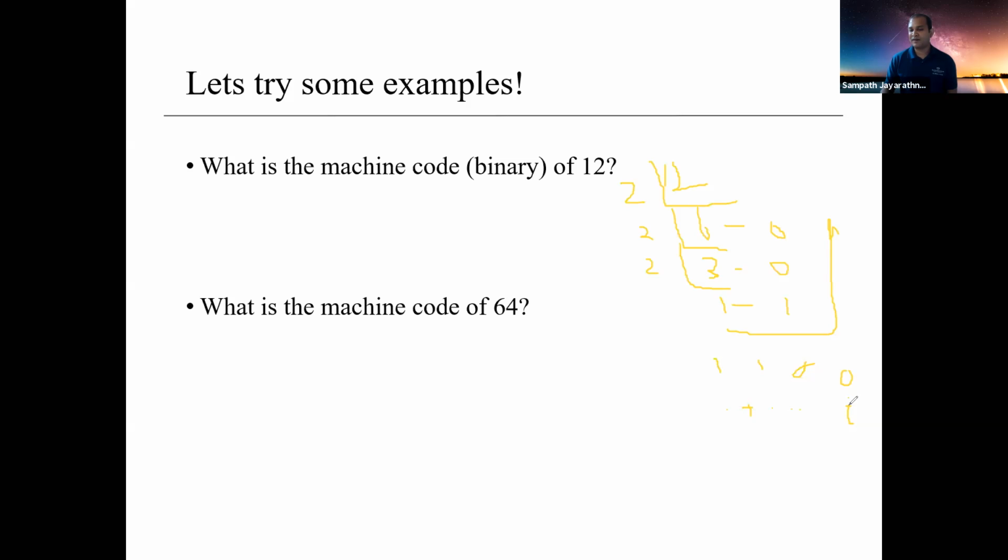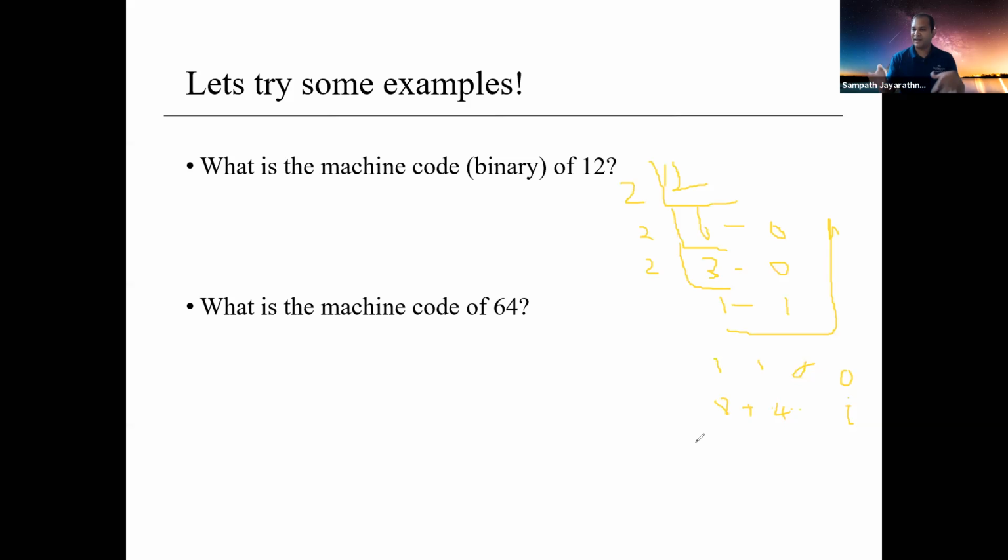Because why? 2 to the power 0, anything to the power 0, is always 1. But you multiply it with whatever digit you have up there. So 2 to the power 0 times 0 gives you 0. Same for 2 to the power 1, because you have 0 again. 2 to the power 2 is 4, because you have 1. 2 to the power 3 is 8, and you have 1 right here. So you have 8 plus 4, which comes back to 12.